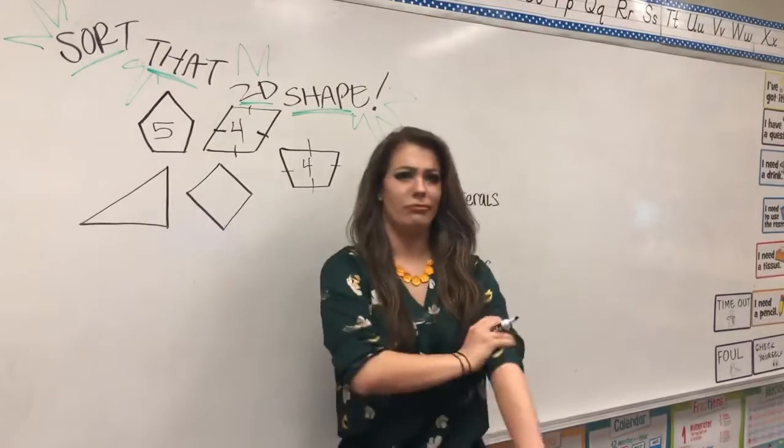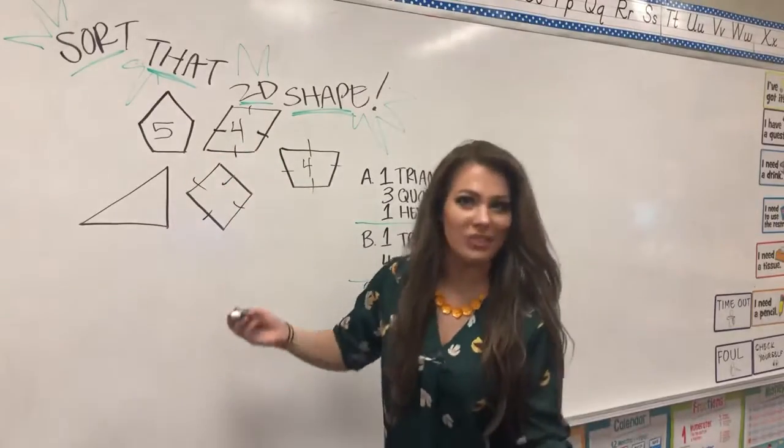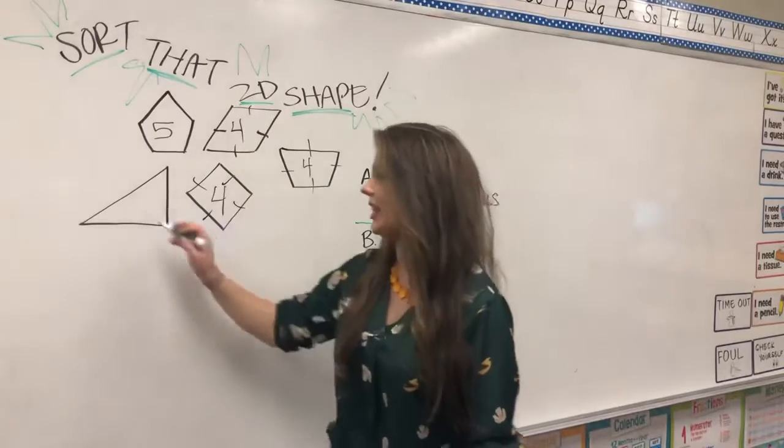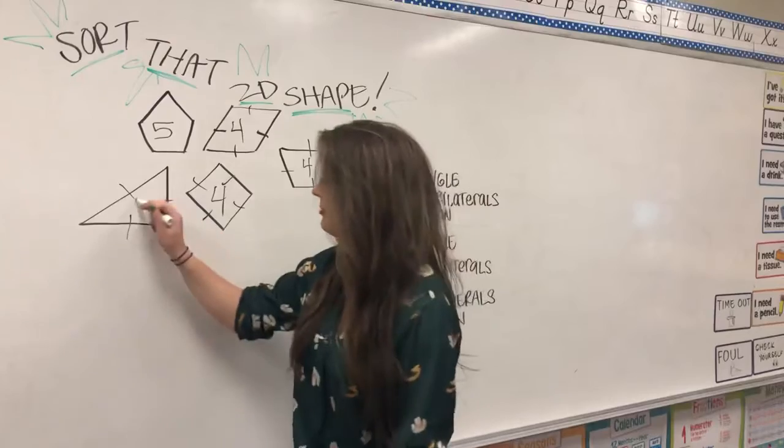What about this one? 1, 2, 3, 4. Another quadrilateral. And this shape is 1, 2, 3. That's our good old triangle.